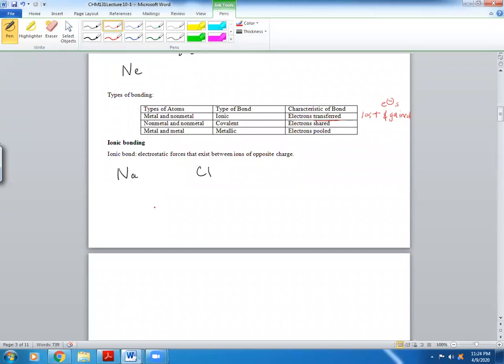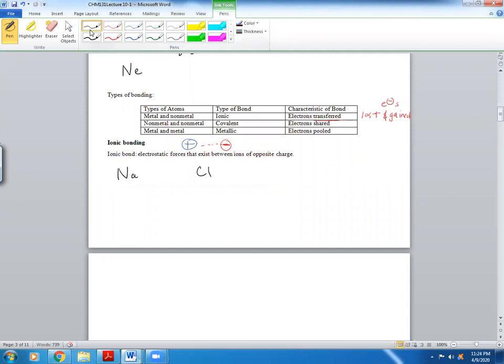So why is this an ionic bond? Well, an ionic bond, if you recall, involves charges. It's an electrostatic force that exists between ions of opposite charges. It's nothing but positive is attracted to negative. So positive is attracted to negative. So here's the negative charge. Here's a positive charge. How is this relevant to here?